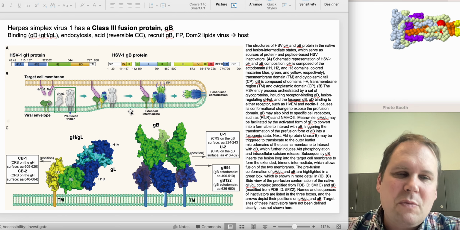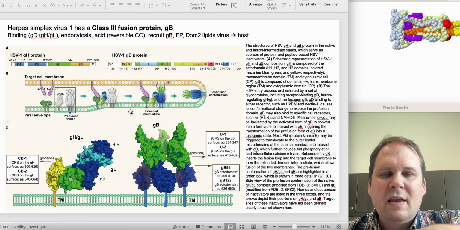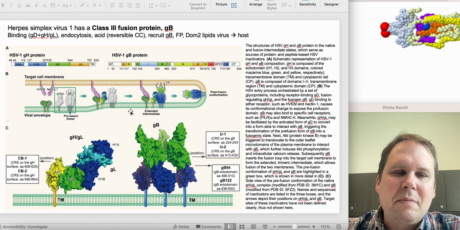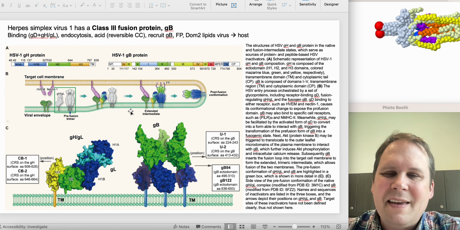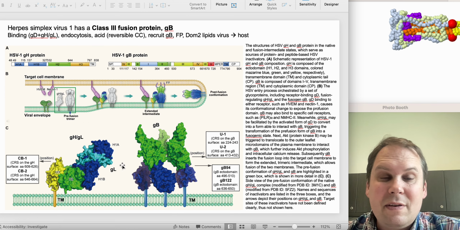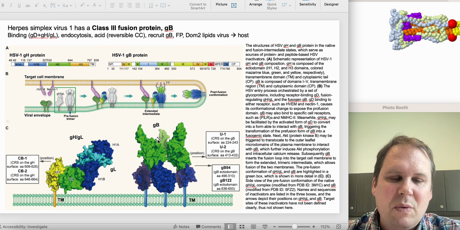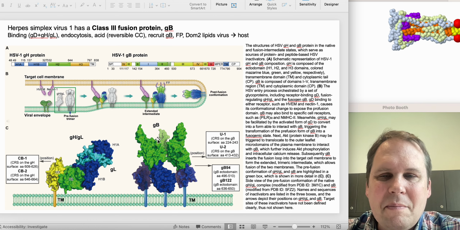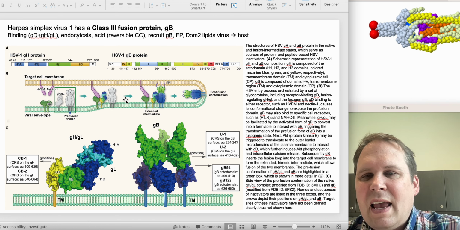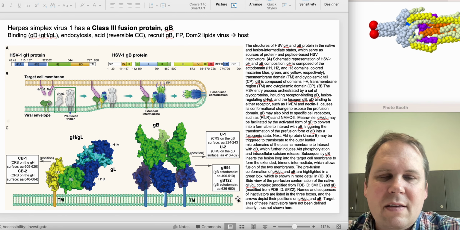conceptually, I think of class 1 and class 2 proteins as pulling the host membrane down to the viral membrane. Although, I think they all meet in the middle, really. But yeah, this one starts out embedded in its own membrane, and it pulls that up and then merges it with the host membrane. So there's your class 3 membrane fusion protein. And it's this part up here, domain 2 of GB, that's going to do that.